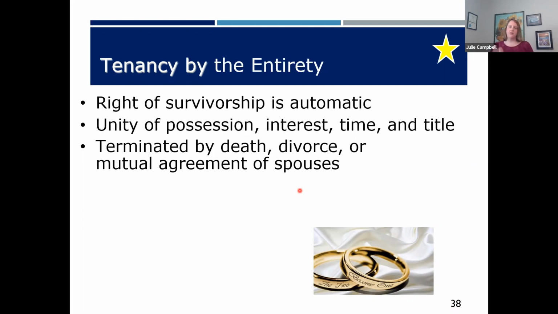Tennessee by the entirety has unity of possession, interest, time, and title. Both spouses are married when they take title. They're married when they both purchase the property. Tenancy by the entirety is terminated by death. 2 spouses, 1 passes away. Now the remaining spouse owns 100% in severalty.